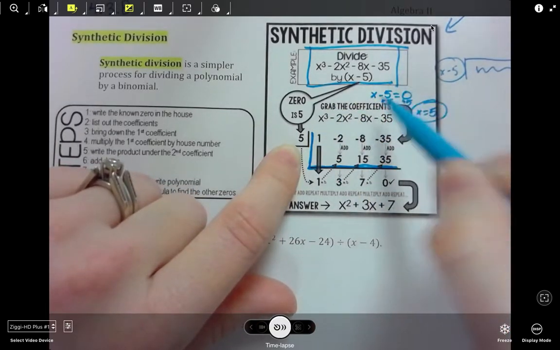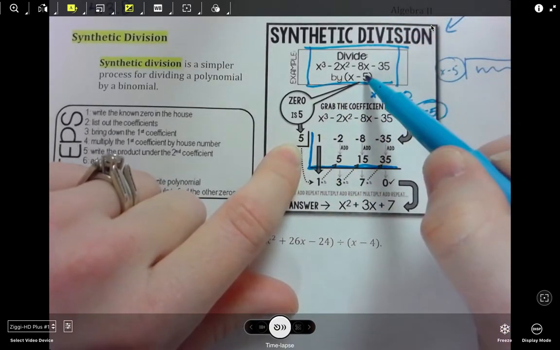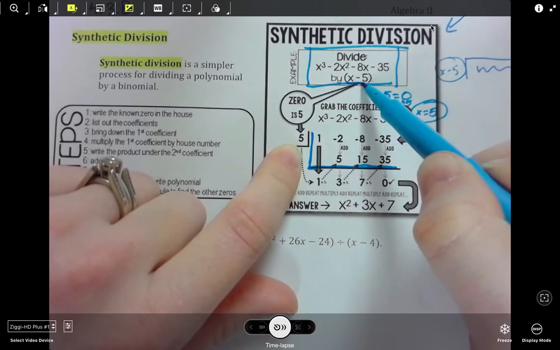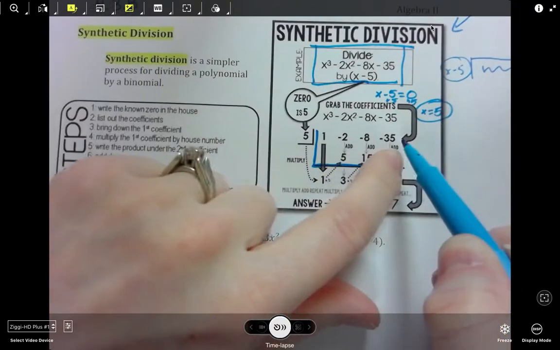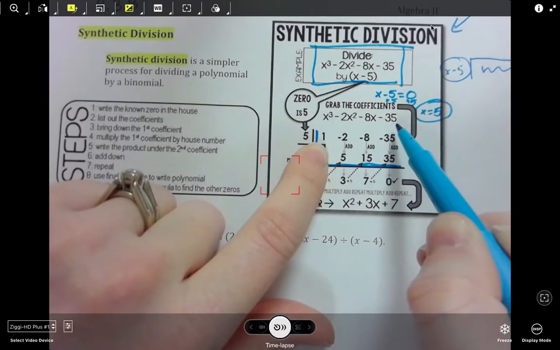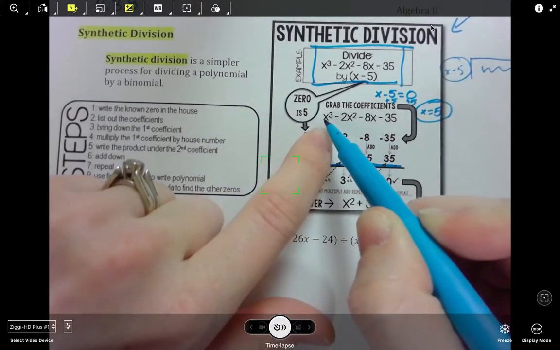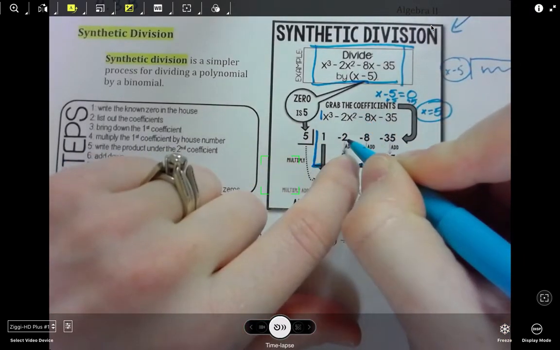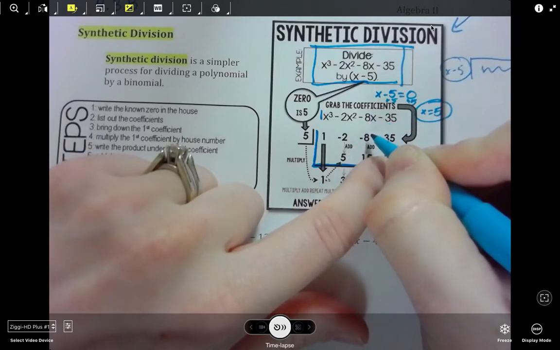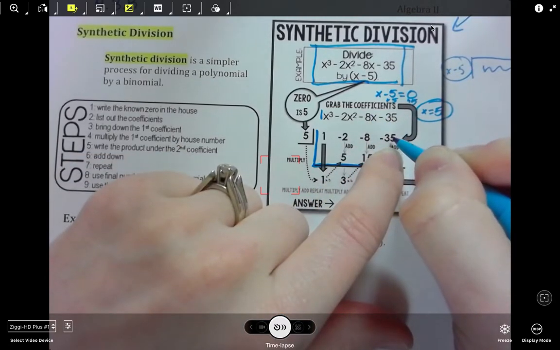So that's one of the things you want to make sure you remember: you're going to use the opposite sign of what they give you in here. You're going to use 5 on the outside, okay? And then the numbers that you put here are going to be the coefficients in front of your values here. So x cubed, this is like 1x cubed. So you're going to put a 1 down here. Negative 2 is the next number. Negative 8 is the next number. And negative 35 is the next number, okay?